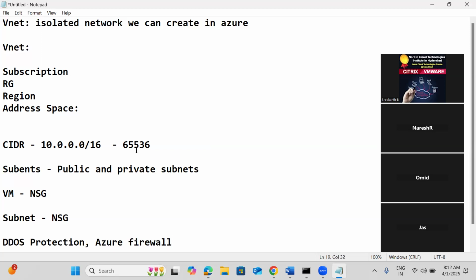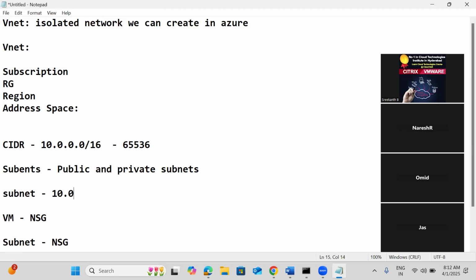Okay, so now try to understand. Here I'm going to create one subnet. My VNet CIDR block is, what is the VNet CIDR block we are using? 10.0.0.0/16. But in this use case, we are going to give 10.0.0.0/24. I want one more subnet, then 10.0.1.0/24.